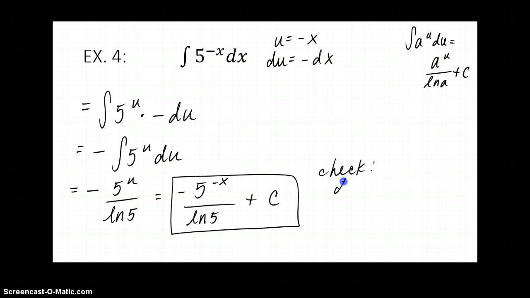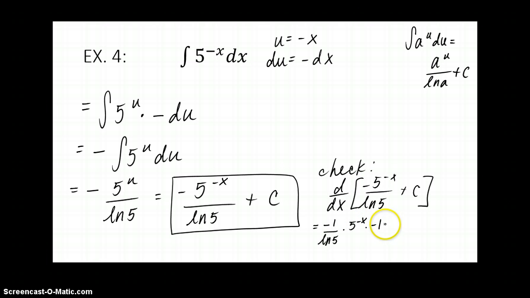Remember, you can always check your antiderivatives by deriving the answer we get. The derivative of this, negative 1 over ln of 5, is just a coefficient. Now when I derive the exponential function, it's itself times the derivative of the exponent times the natural log of the base. And we know the derivative of c is just 0. So check out all these things that cancel. Ln of 5, ln of 5. Negative 1 times negative 1 is positive 1. So what are we left with? The original integrand.